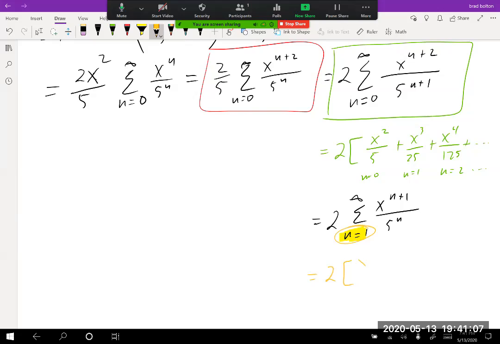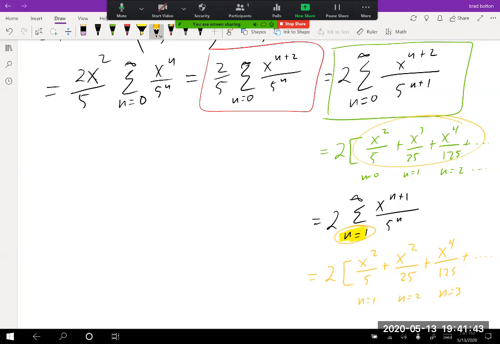So let's plug 1 in. Wouldn't this be x squared over 5? Right, 5 to the 1. Plus, now plug a 2 in, this would be x cubed over 25. Plus, plug a 3 in, this would be x to the 4th over 125. Right, so look, this is n equals 1, n equals 2, n equals 3. So it still took 3 terms to rewrite the same series, just like above.